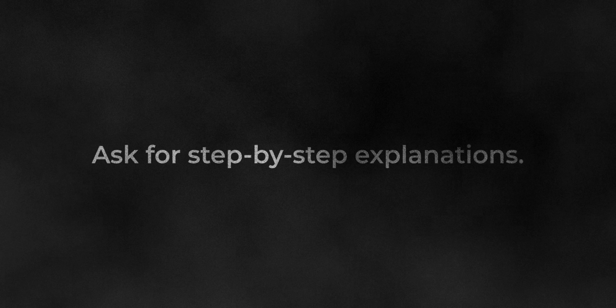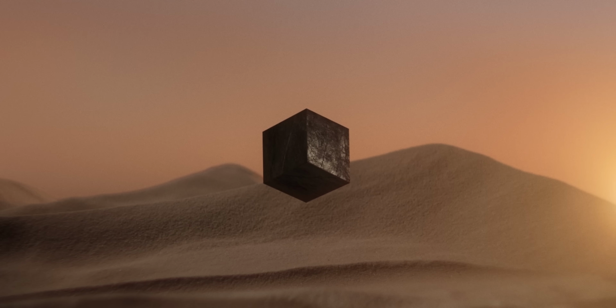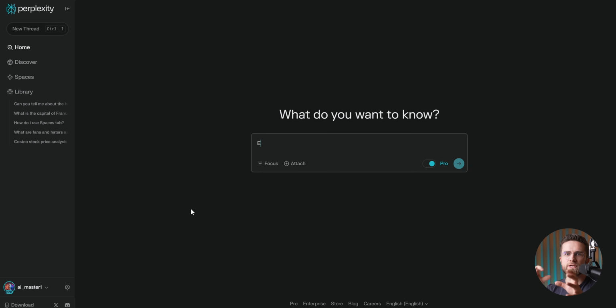Tip number 3, ask for step-by-step explanations. Most times AI is like this mysterious black box that spits out results, and sometimes it's tough to figure out how it arrives at those answers. When you ask it to break things down step-by-step methodically, Perplexity's answers become way clearer.